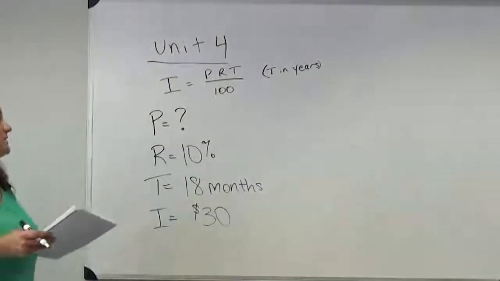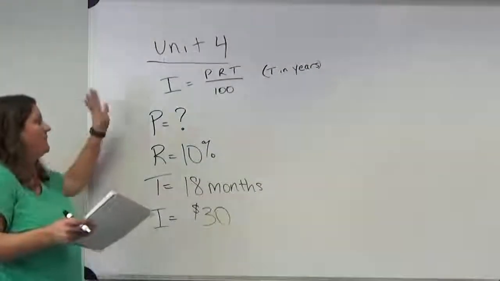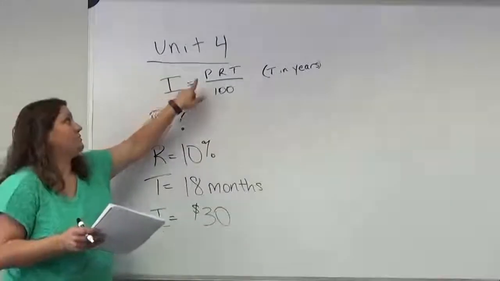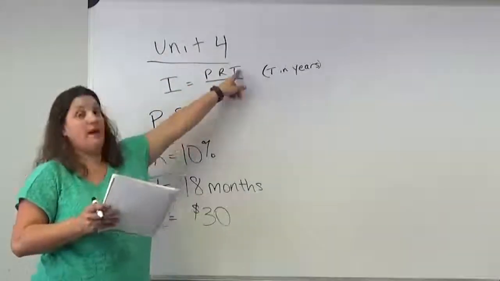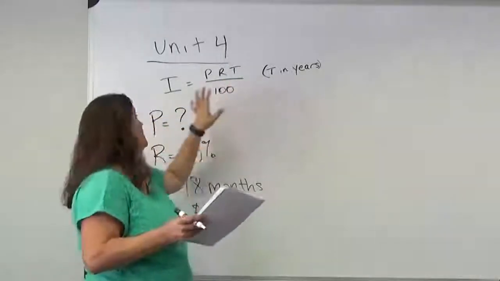Unit 4 discusses interest rates. This is our formula. Interest equals principal times interest rate times time over 100, and time is represented in years.